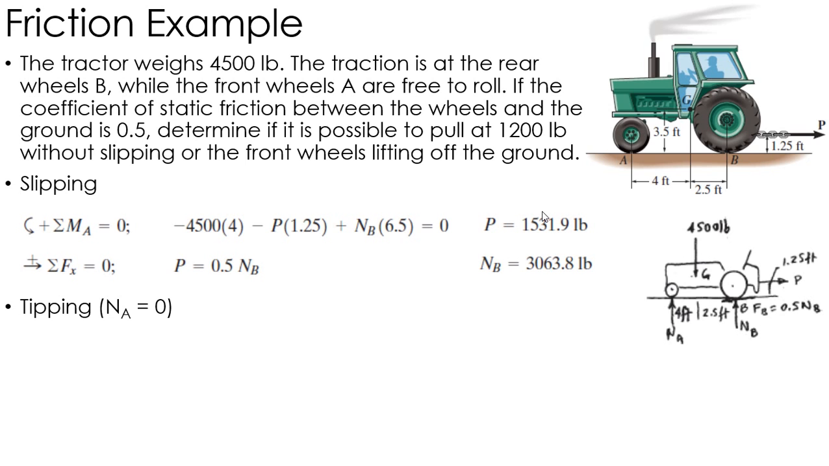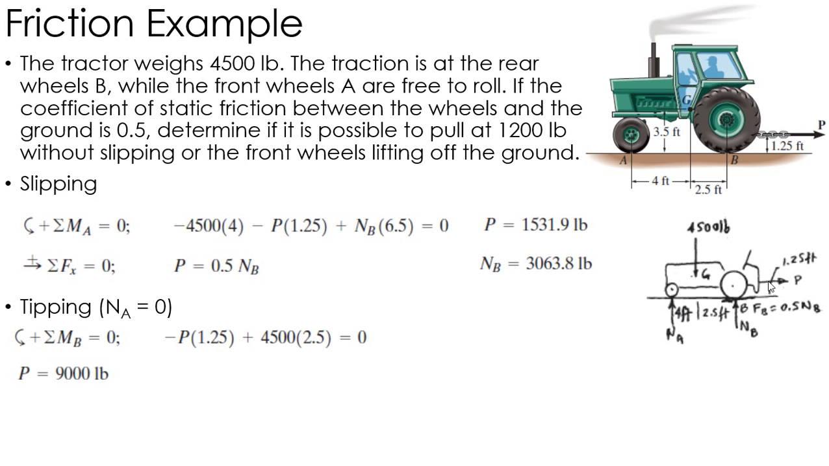Now we've got to check for tipping. When I have tipping, NA is coming off the ground, meaning there is no normal force at A. And I need to figure out how much force I can pull for that to happen. I sum the moments about B because I want to get rid of those unknowns. I just want to solve for P. So the only force that shows up here, because NA is now 0, is the weight; NB and FB both go through that point, so they don't create a moment. So I just have 2.5 times 4,500, and then a negative P times 1.25. So to get this thing to tip, I'm going to have to pull 9,000 pounds.